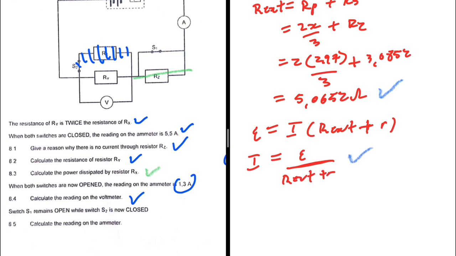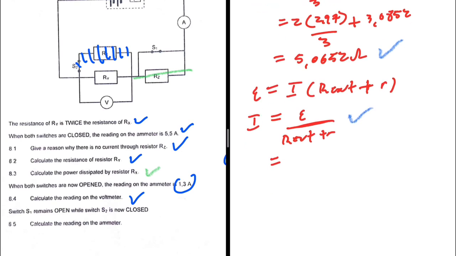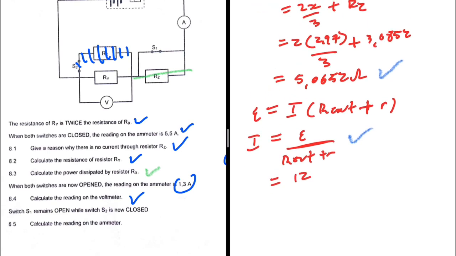Please don't do this in the examination. Don't rearrange the formula, substitute first. Okay, the EMF is 12 as the same. R external is 5.0652 plus internal resistance, which is 0.2. So we have 12 divided by 5.0652 plus 0.2. This is 2.279, 2.28 actually, rounding off to 2 decimal places because we are at the final answer.